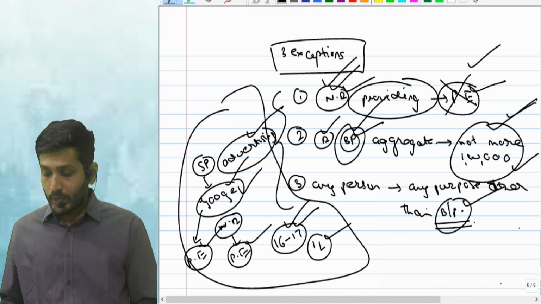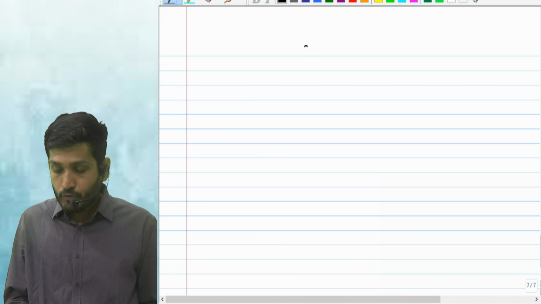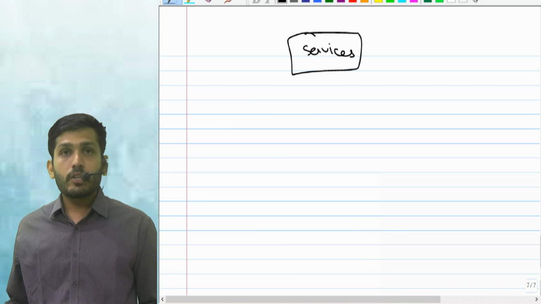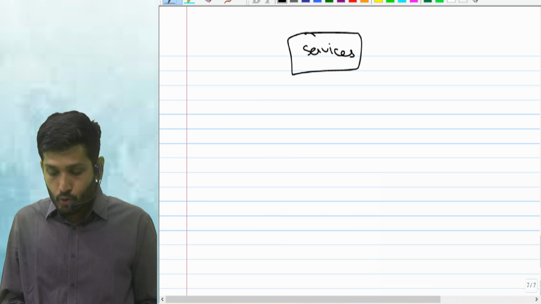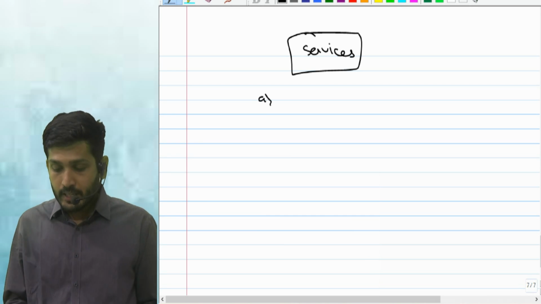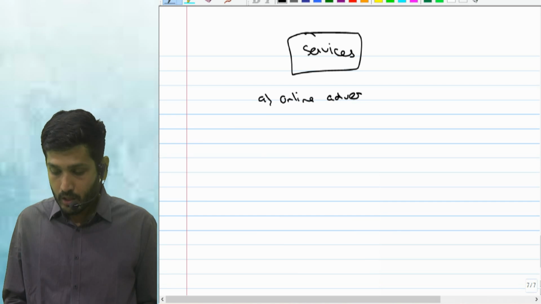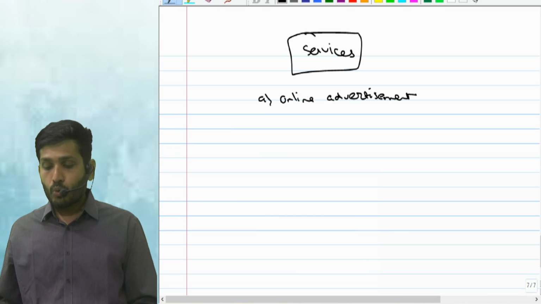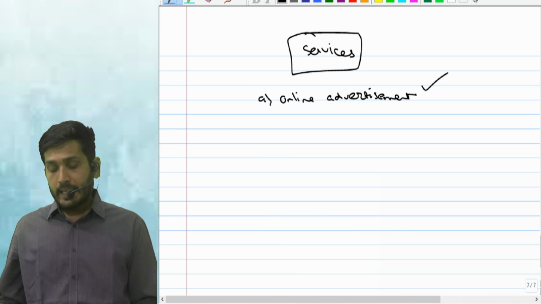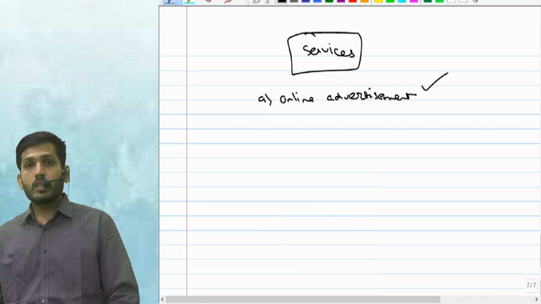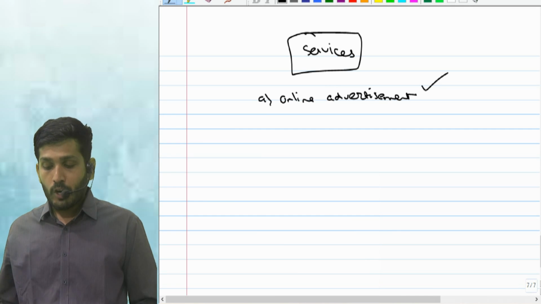Now moving to next part, which services are liable for this particular levy? The first one, what they have very specifically said, is online advertisement. I think that is the predominant part what they want to cover here. Say companies like Google earn their revenue by way of online advertisements. That is their main source of revenue.